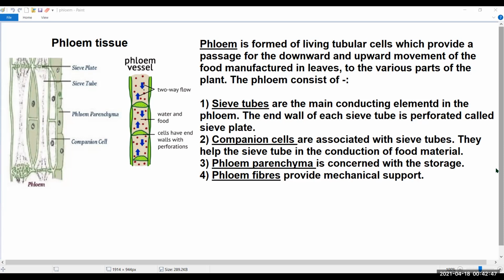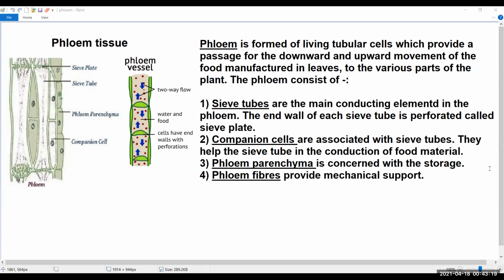Sieve tubes are the main conducting elements in the phloem. These are elongated, cylindrical, thin-walled cells. The end wall of each sieve tube is perforated. Perforated means having fine pores, and these are called sieve plates.